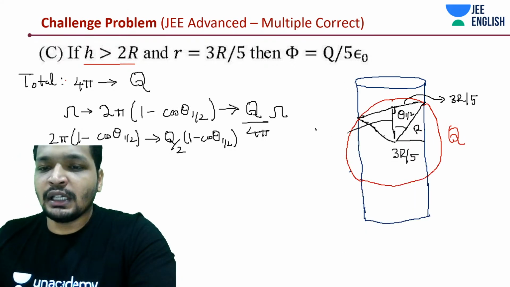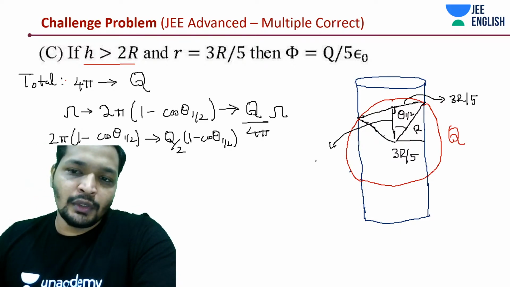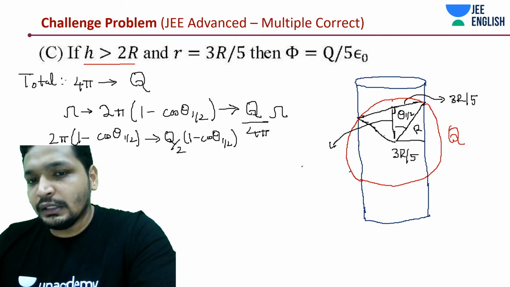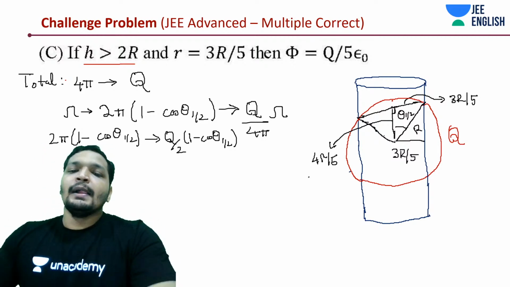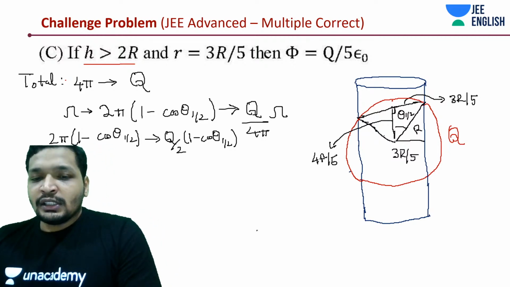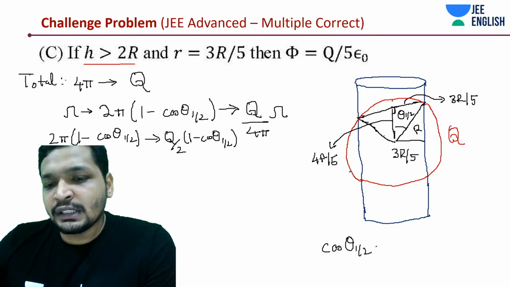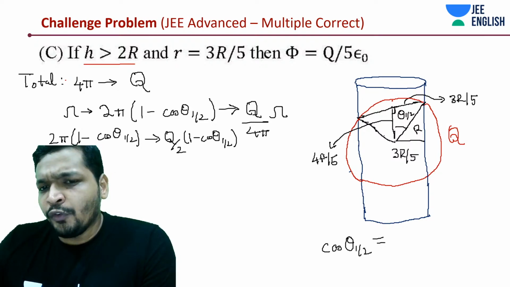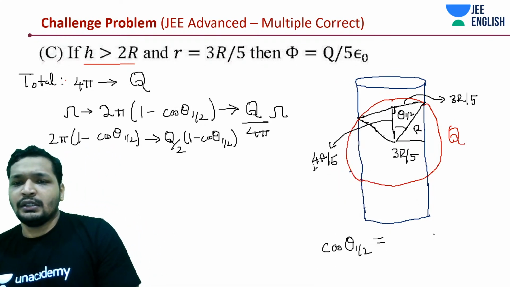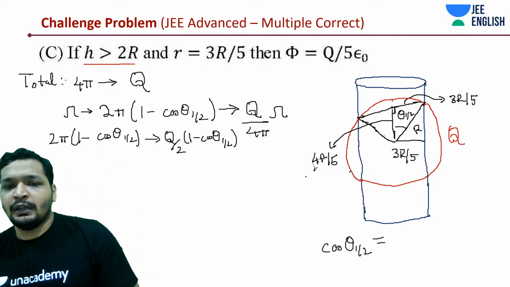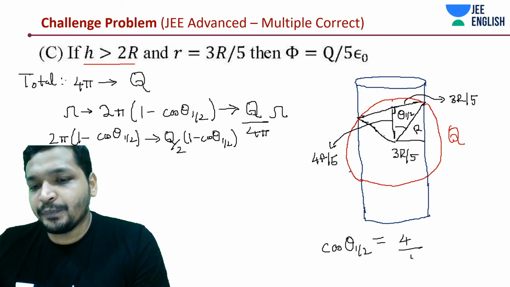So you can calculate this: r square minus 9r square by 25, which is going to give you 25 minus 9, which is 16, and that's going to be 4r by 5. Okay, so now how much is cos of the half angle? In this case it is 4r by 5 by r, I believe. It's adjacent by hypotenuse, which is going to be basically 4 by 5.